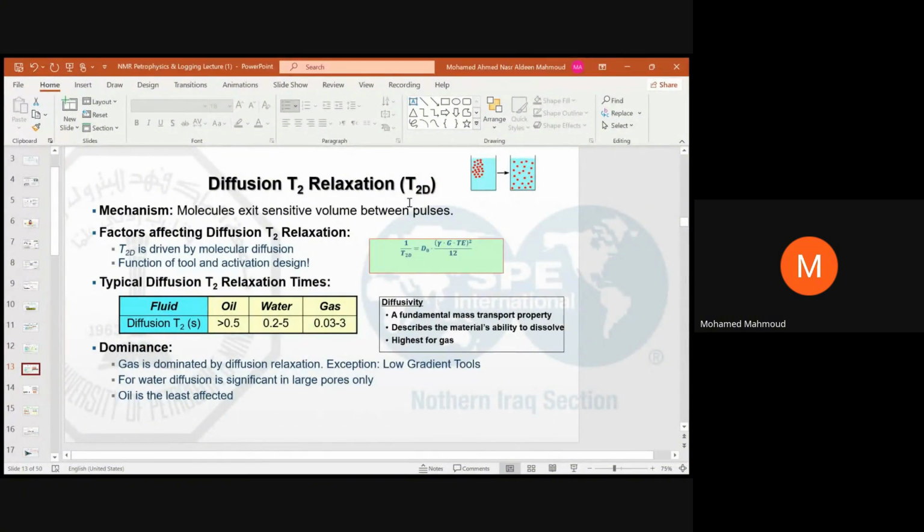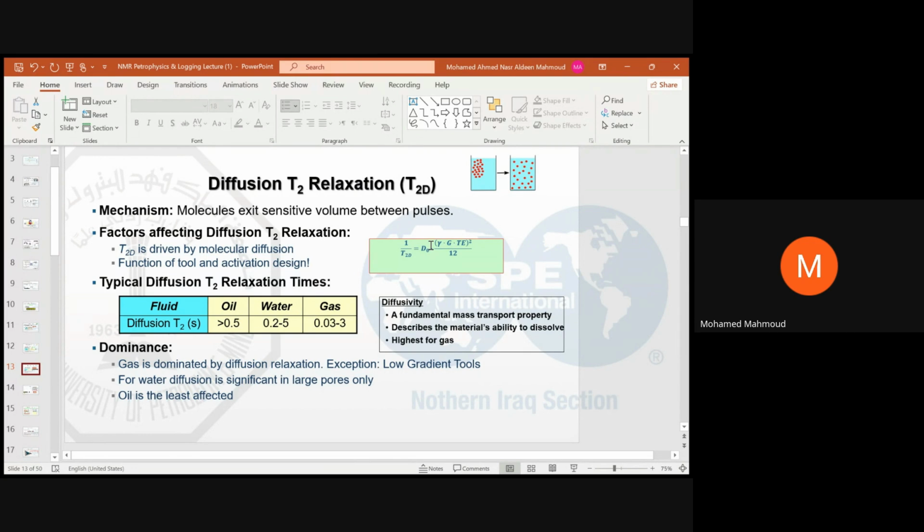And the last one, which we call diffusion, and this is the equation for diffusion. It is a function of what we call the diffusion coefficient, or the diffusivity. What does diffusion mean here? We apply a magnetic field, and this magnetic field usually is homogeneous.